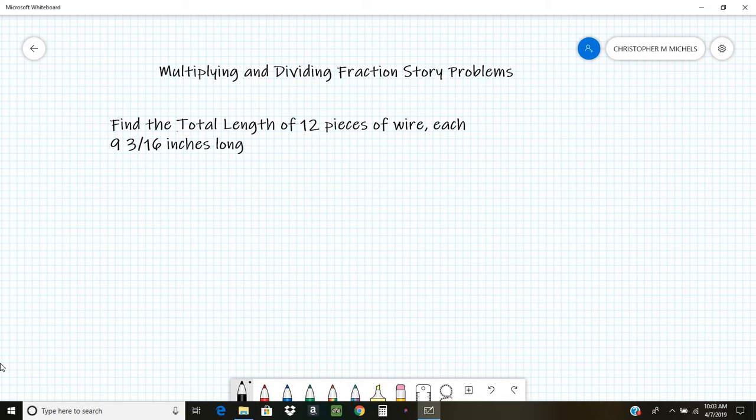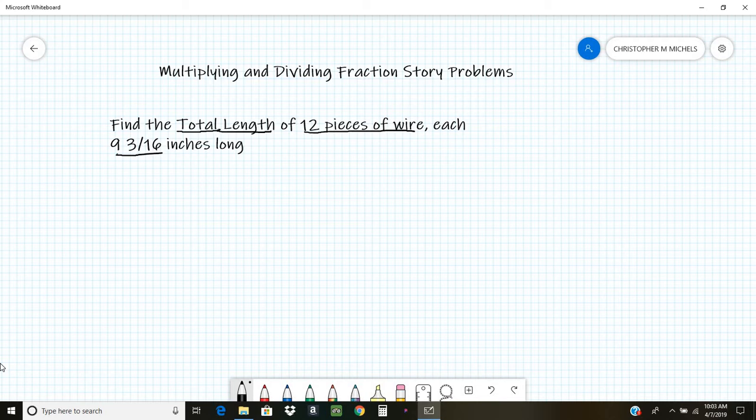Okay, so now we look at this one. Total is the key word in here. Total either implies multiplication or addition. It's more commonly associated with addition, but in this case, total, and then we have 12 pieces of wire, each 9 3/16 inches long. So they want us to find the total length overall.